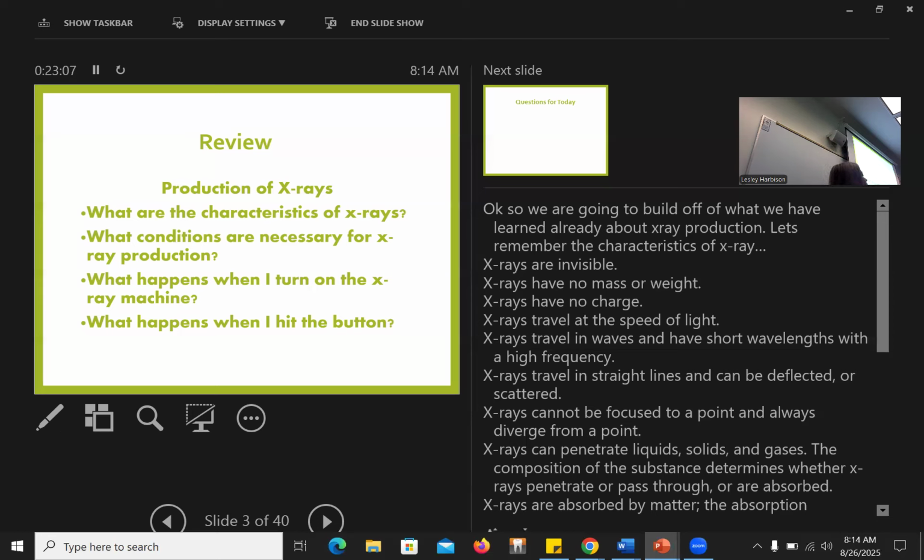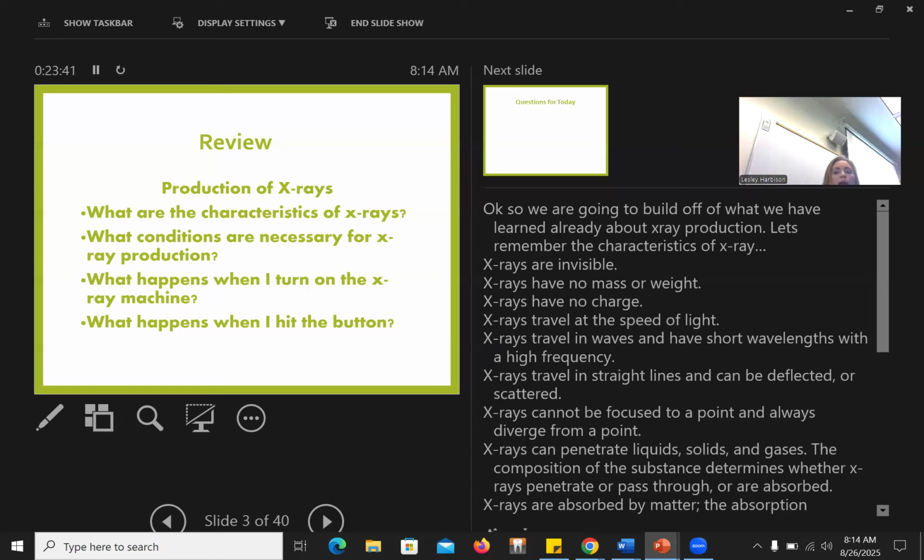And does it travel at the speed of light? Yeah, it travels at the speed of light. It's invisible. It has the potential to ionize. Let's see, I have a whole list of them here in the notes. Let's read more. It has no mass, no charge. Particulate radiation has mass and charge, so that's how we compare those two with just that one piece of information. Travels in waves, short wavelengths with high frequency is the most desirable.